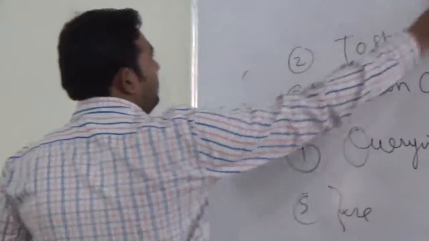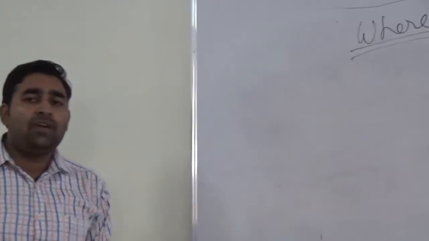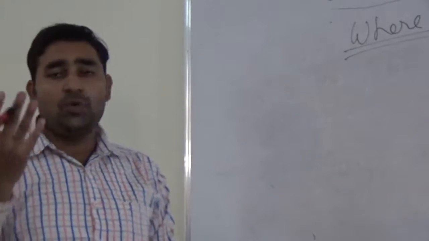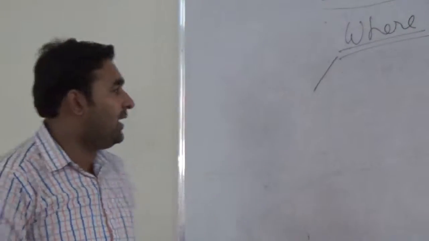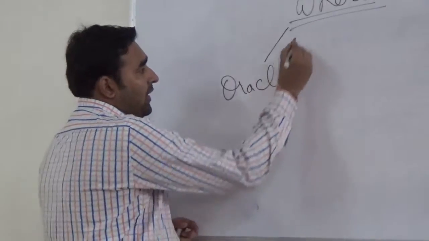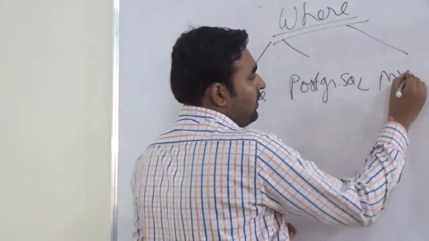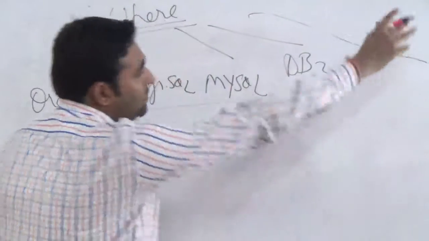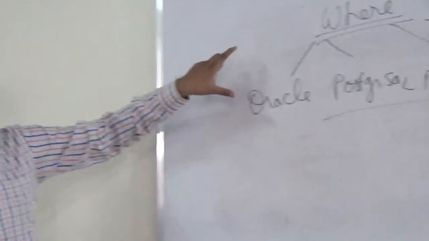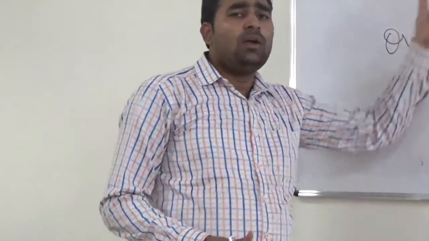Now third term we have seen, where SQL. This means that where we can use this term SQL. So SQL has been used as a standard query language for n number of databases like Oracle, PostgreSQL, MySQL, DB2, and so on. It means that many standard databases use SQL as their standard language to communicate or to transfer the data between databases.